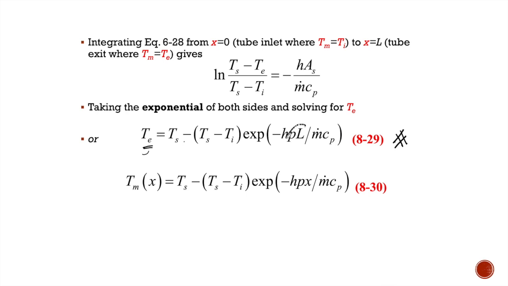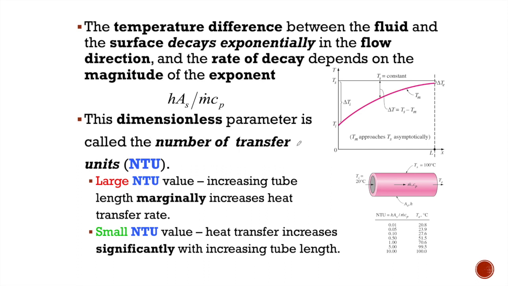Here I would like to explain P times L. P is the wetted perimeter, and times the length L, we get the surface area. In other words, PL can be changed into pi D L, so you can calculate the surface area of that cylinder, tube, or pipe. The temperature difference between the fluid and the surface decays exponentially in the flow direction, and the rate of decay depends on the magnitude of the exponent.